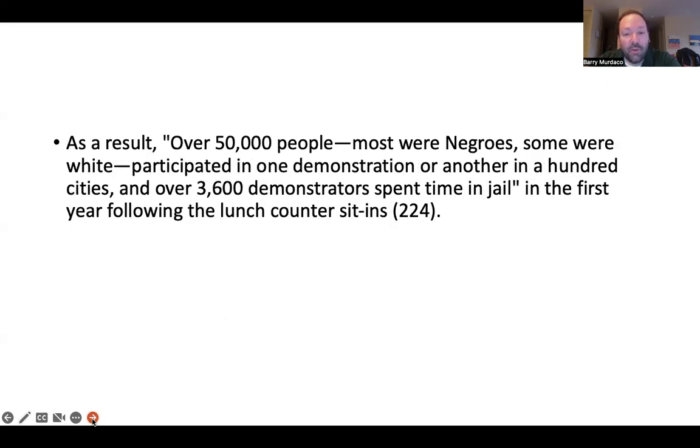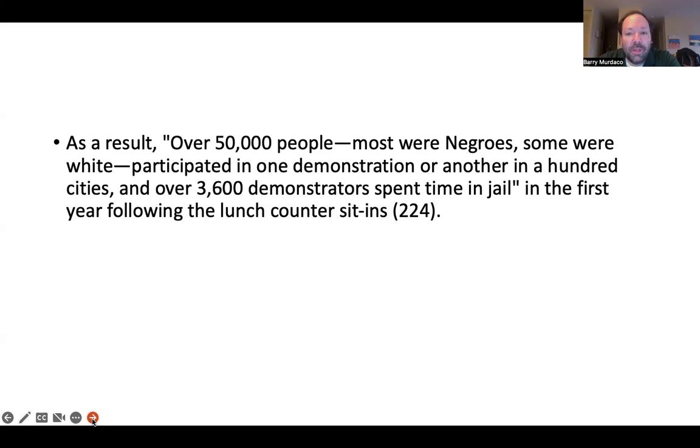And then they focus on the Freedom Rides in 1961. Again, another attempt to challenge the segregation here. People got on buses in northern cities, which were already desegregated, and then rode them into southern states where segregation continued to exist on many bus lines, and so challenged it that way.